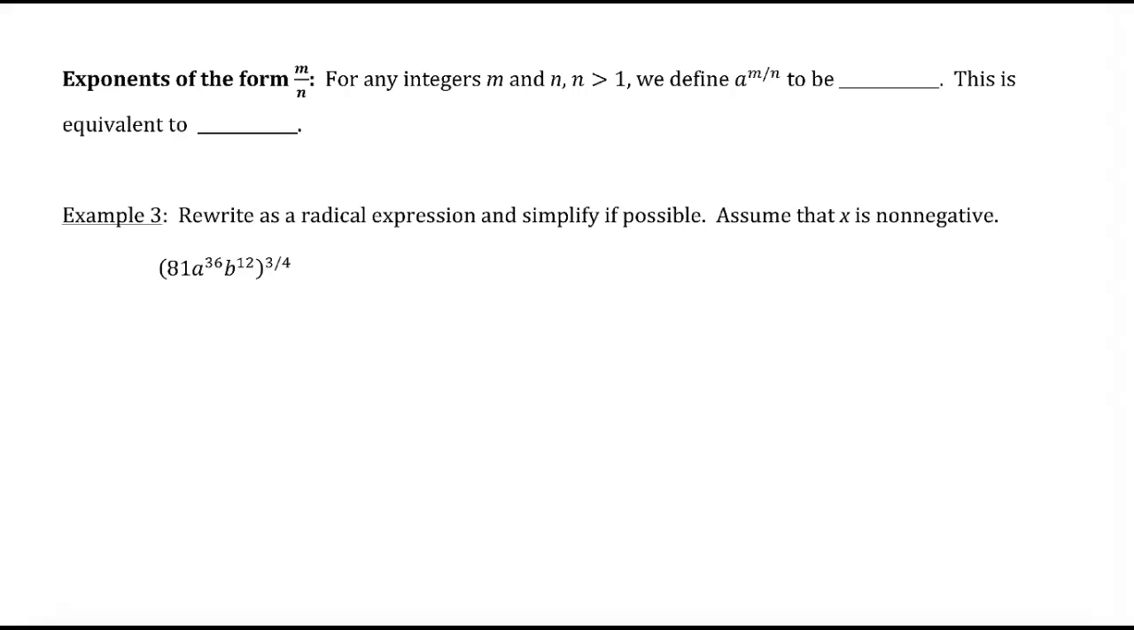For any integers m and n where n is greater than 1, we define a raised to the exponent of m over n to be the nth root of a raised to the exponent of m. This is equivalent to the nth root of a to the m. In other words, when we have a rational exponent of m over n, the denominator of the exponent is the root, while the numerator of the exponent is a power.